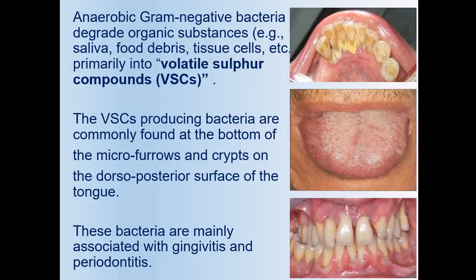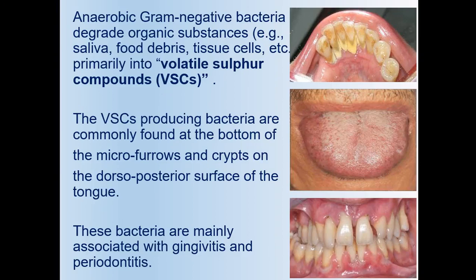Anaerobic gram-negative bacteria degrade organic substances, for example, saliva, food debris, tissue cells, etc., primarily into volatile sulfur compounds. These volatile sulfur compounds are nothing but the excretions of bacteria that they drop inside the mouth, and they produce a foul smell. These volatile sulfur compounds producing bacteria are commonly found at the bottom of the microfurrows and crypts on the dorsoposterior surface of the tongue.